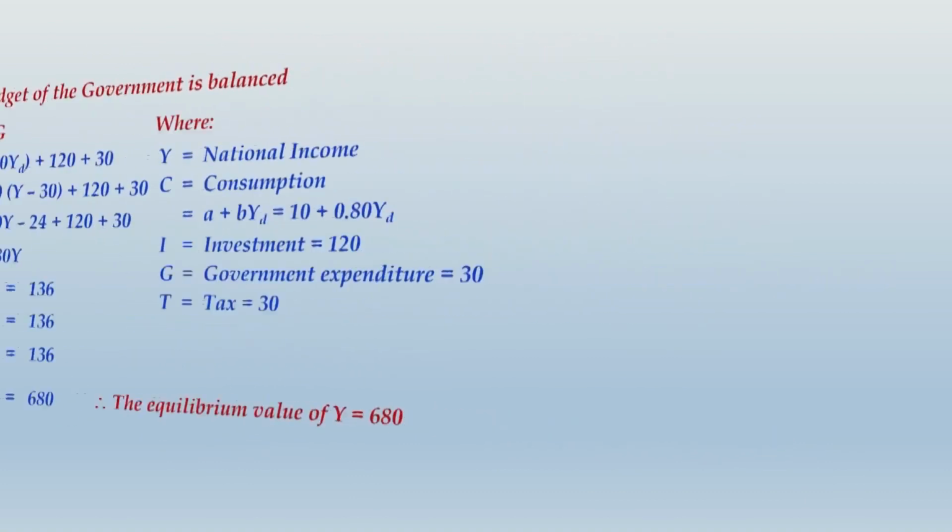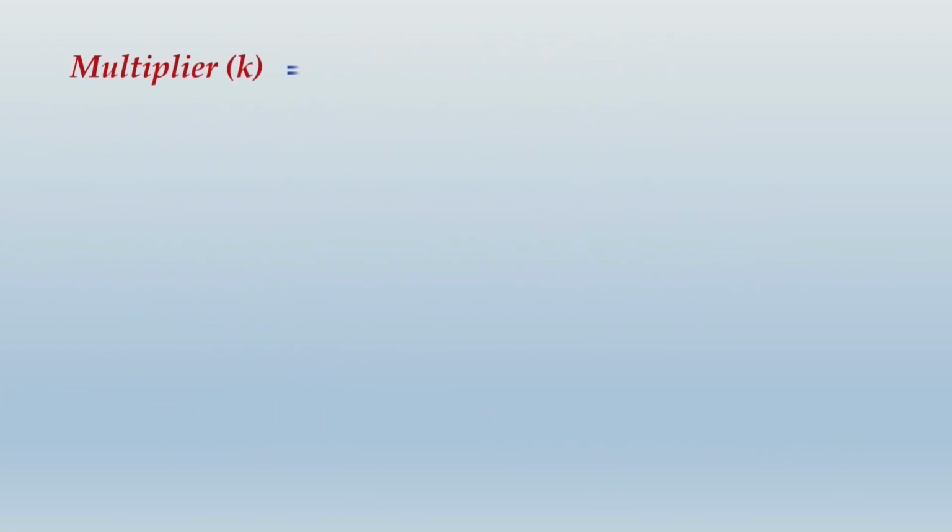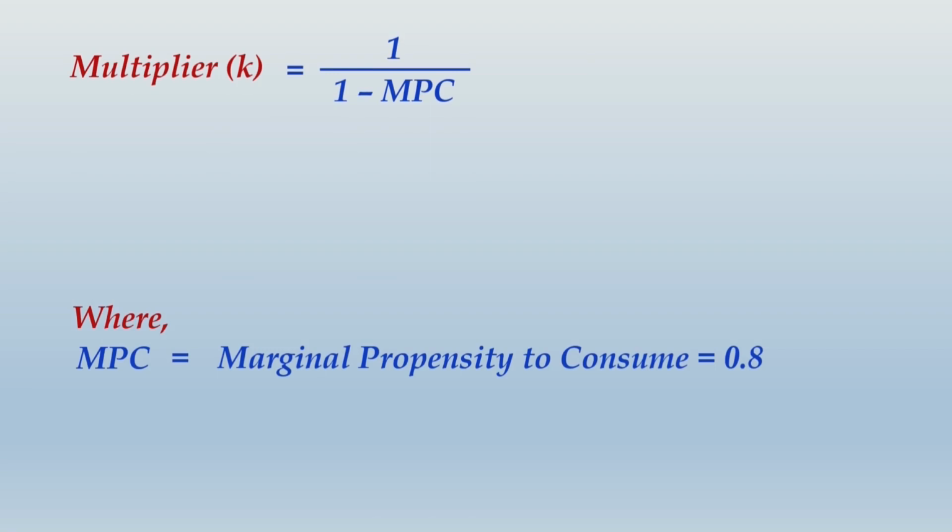Let us move ahead and find the value of the multiplier. So multiplier, as I have explained, will be the inverse of marginal propensity to save, or you can call it the inverse of 1 minus marginal propensity to consume, which is given as 0.8. So 1 divided by 1 minus 0.8 will give you 1 divided by 0.2, which will be 5 times.